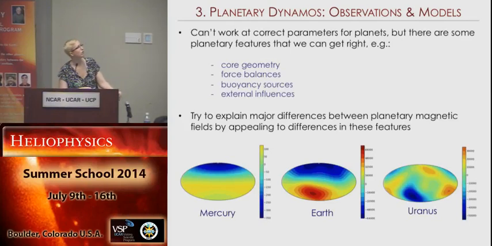What we try to do is use dynamo models to explain the differences we see between planets. So why does Earth's field look like this, whereas Uranus's field is so multipolar like this? Or Mercury's field: you can't see the numbers on here, but the intensity of the field is much weaker than Earth's field. So we try to answer these order 0 or order 1 questions with these simulations.